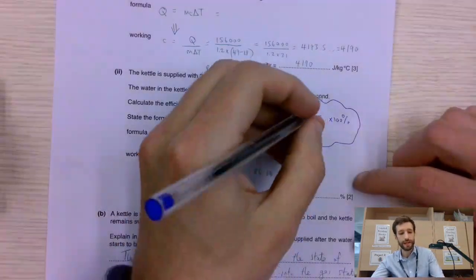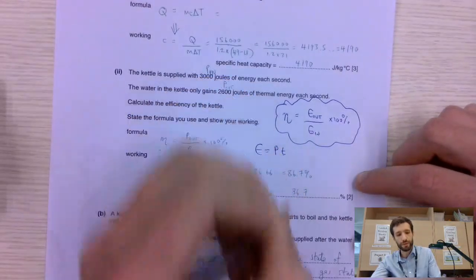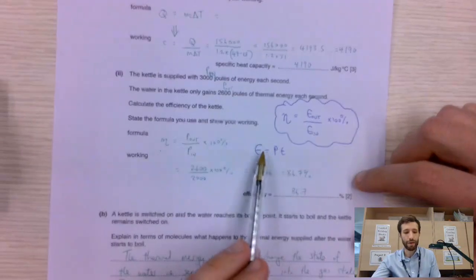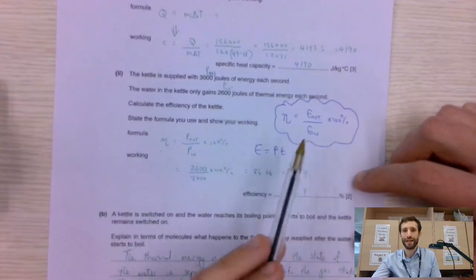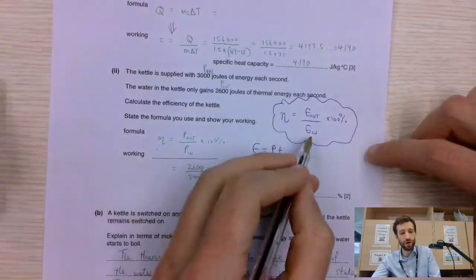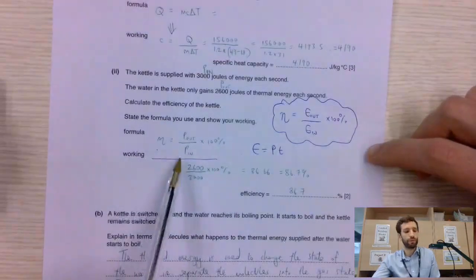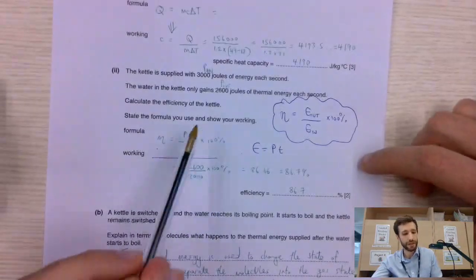Now, why am I allowed to do that? Well, you should be able to see that energy is just power times time. So I could replace energy out by power out times time, energy in by power in times time, and then time is going to cancel. So there are two versions of this equation: one the ratio of energies, and one the ratio of powers, obviously multiplying by 100.